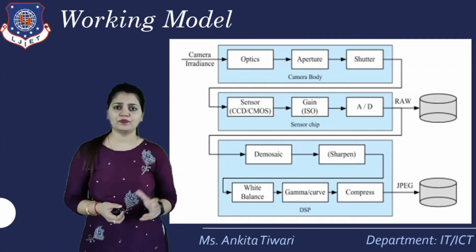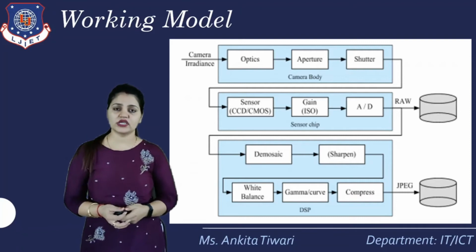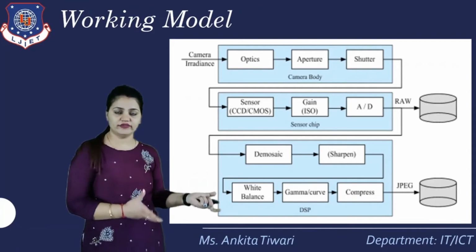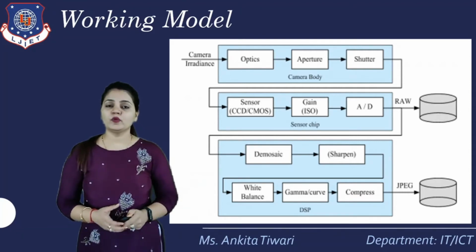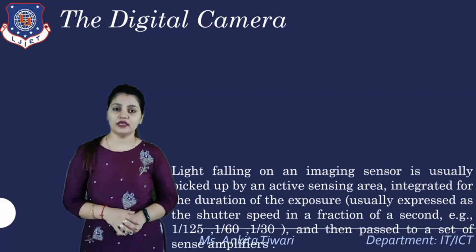So this is how the model of a camera is, and this is how it works for any file. We are talking about one particular file. Now with respect to that, we need to understand what a digital camera comprises.